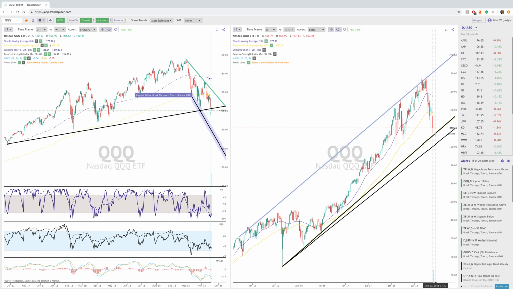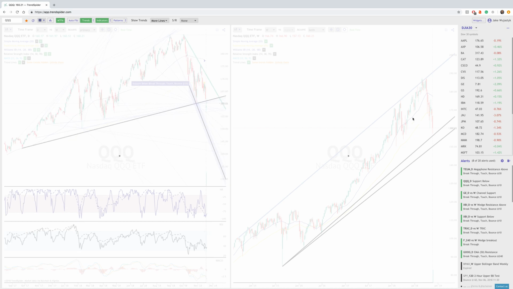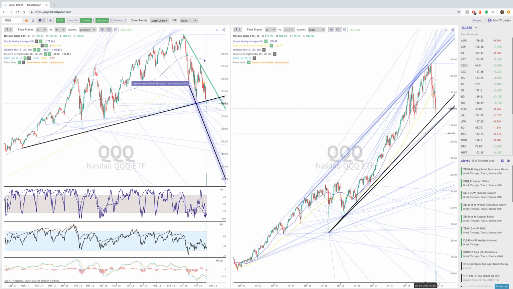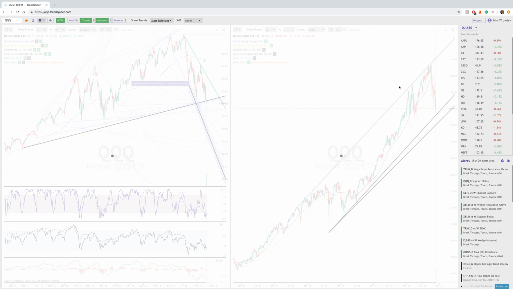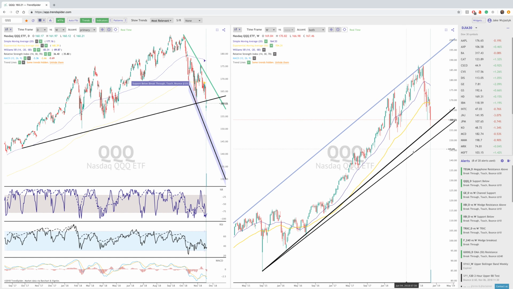This is the new trend line that we found using the more lines button here. Essentially, that maps out more lines on the chart that you can choose from and pick from. We chose this just because it's the most relevant line here. Once we go back to most relevant, all of these lines disappear and just the locked trend lines remain. The locked trend lines are the two black lines here.